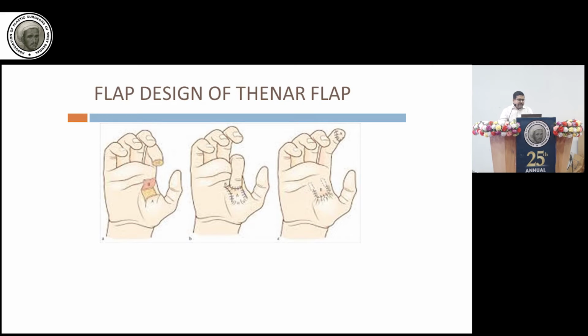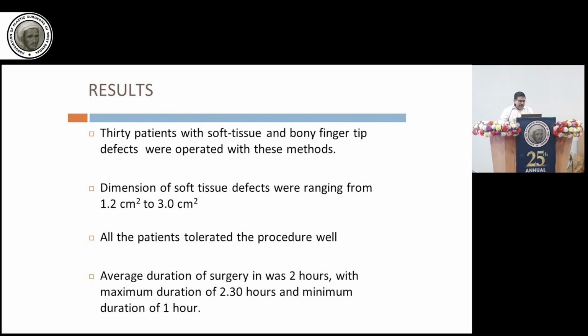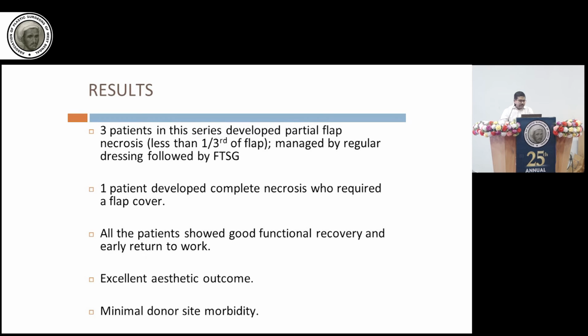So, surgical techniques. Dimension of the fingertip defect was measured and a provisional flap design was then drawn. Patients were evaluated preoperatively and then flap selection was based on defect location, size and orientation. 3 types of loco-regional flaps were used. VY advancement flap: this flap is commonly used for transverse and oblique fingertip defects, allowing for advancement of soft tissue to cover the defect while preserving the length and sensation.